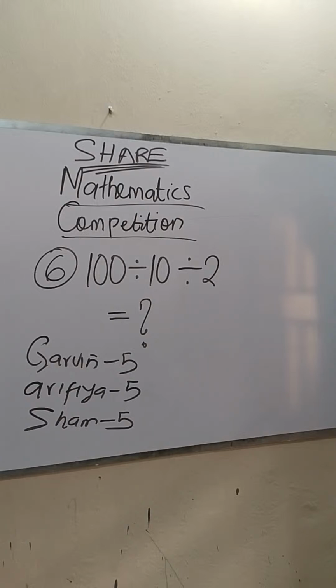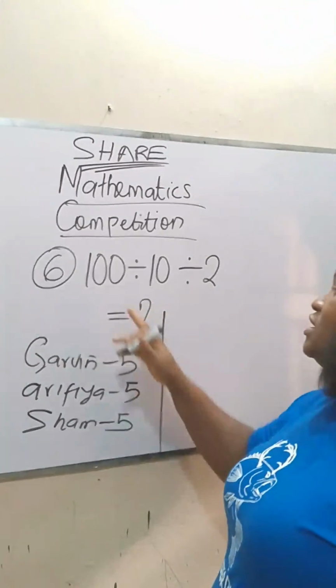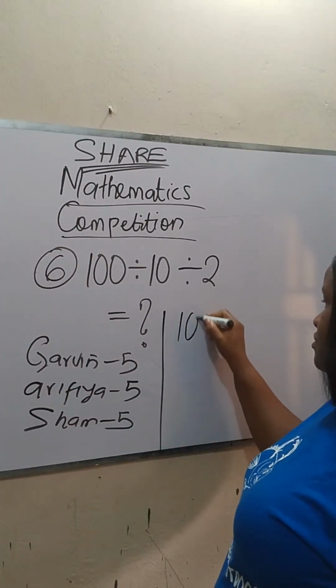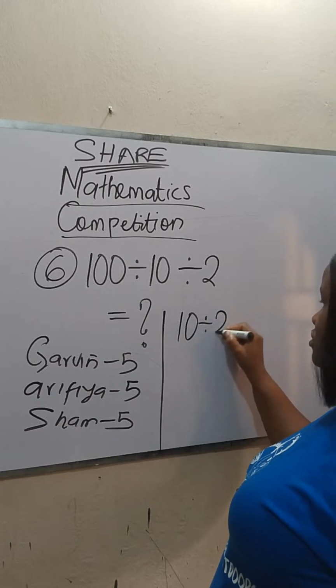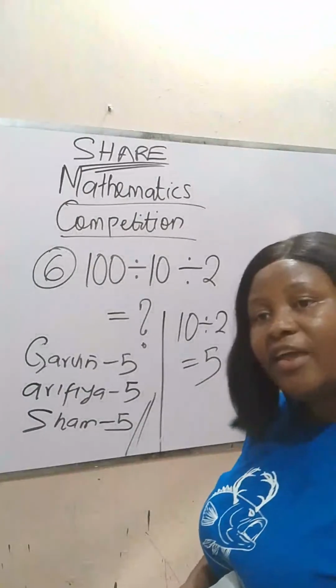So let me quickly solve it. This is very easy. We know that 100 divided by 10 is 10. We now divide by 2. 10 divided by 2 is 5. Is that easy? So everybody is very correct. Thank you for solving this.